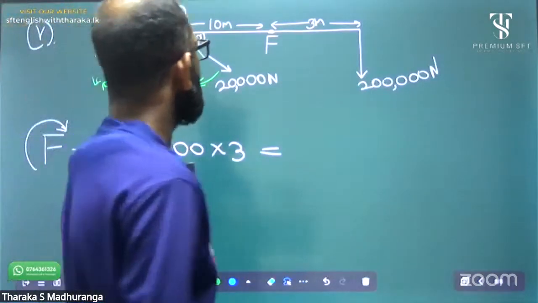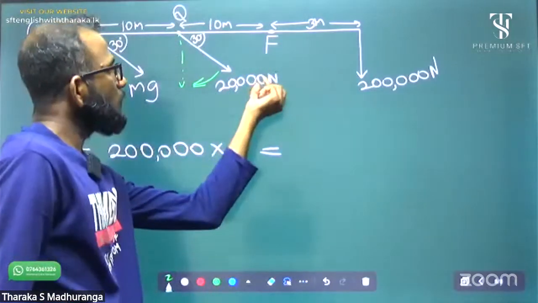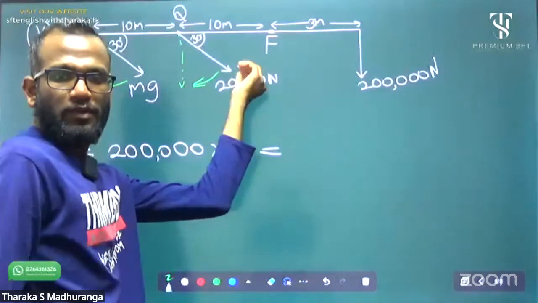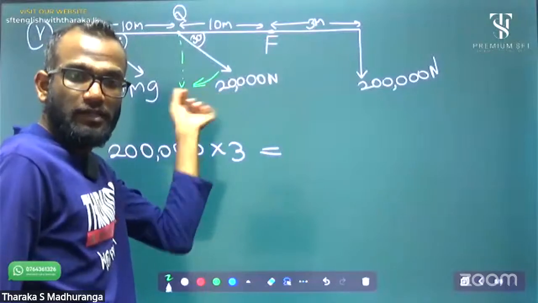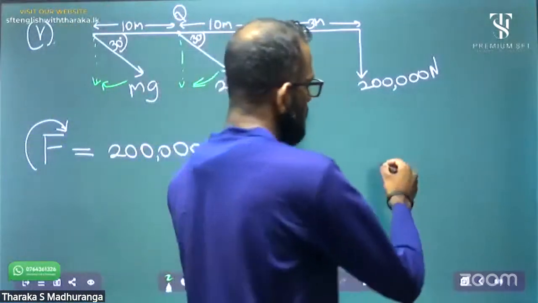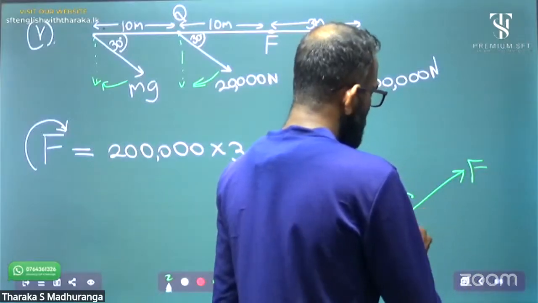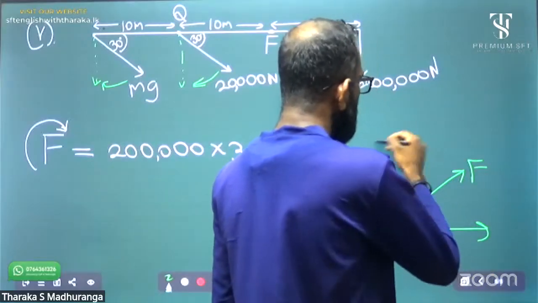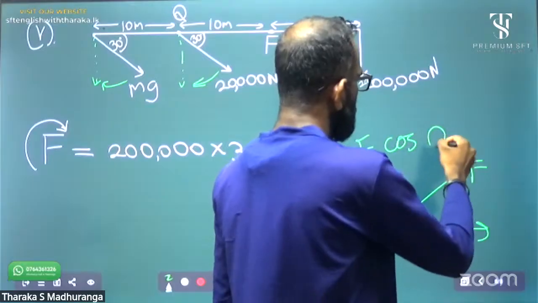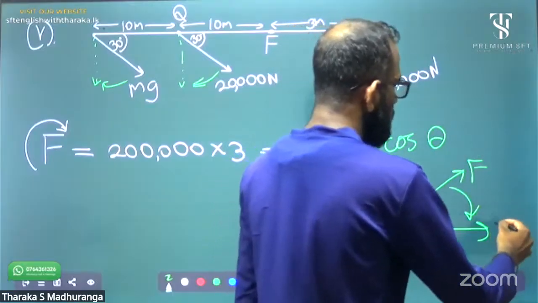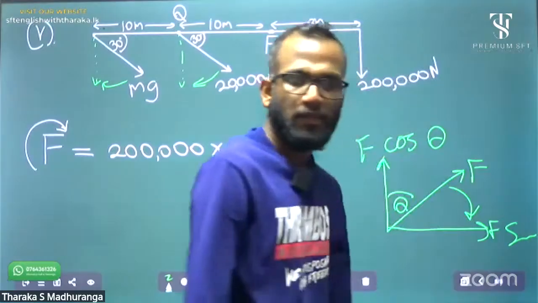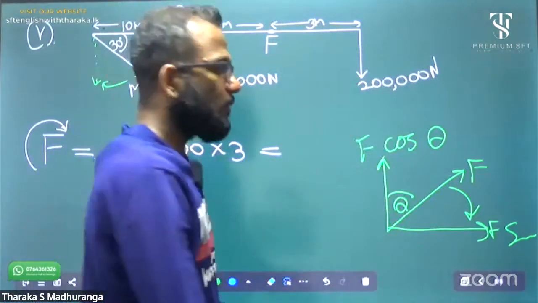Yeah, 10,000, because for the 20,000 we are not going to resolve it in the angle direction but the opposite direction. This is a force resolution. This is F and theta. In the angle direction it is always F cos theta, and in the opposite direction F sin theta. The same concept.